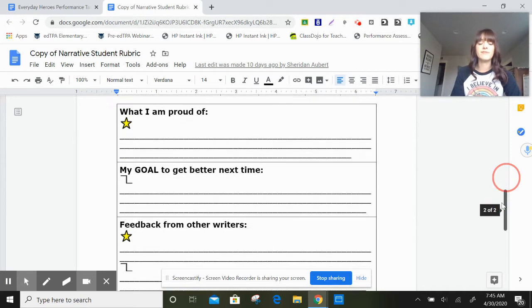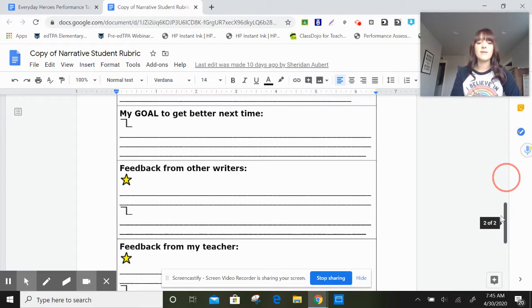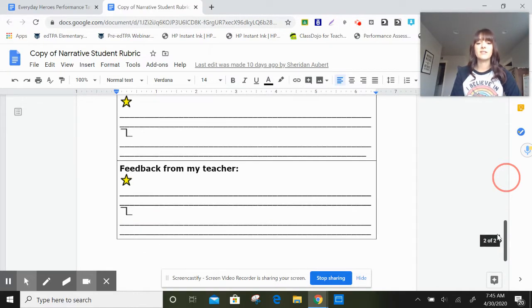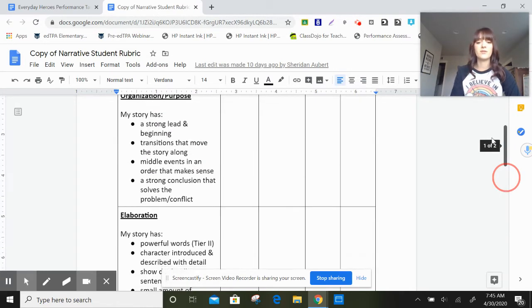And then we'll do some reflecting at the end. You're going to ask what you're proud of, what your goals are for next time, and then feedback from other writers. And in this case, it'll just be other teachers for you distance learning learners out there. But in the future, other writers, usually you'll get peer feedback as well. We may find a way to still do that with you guys.